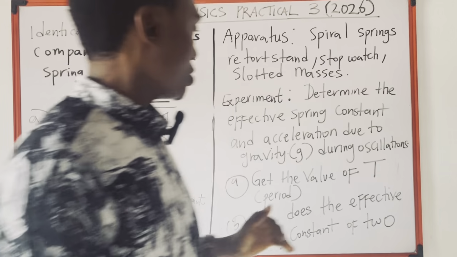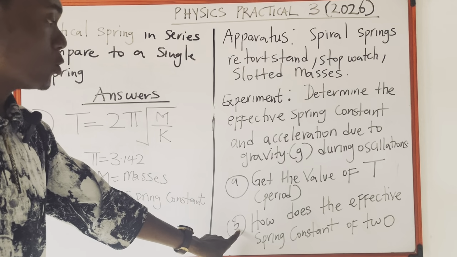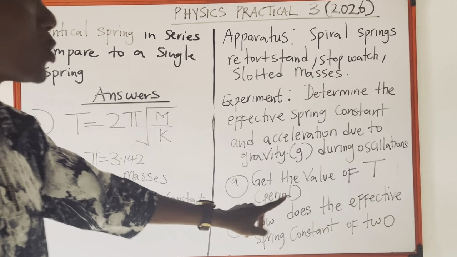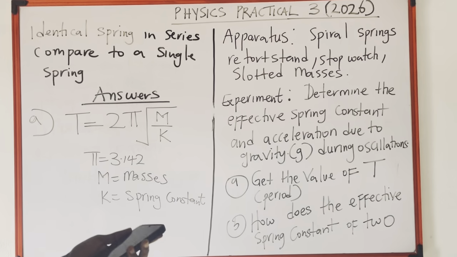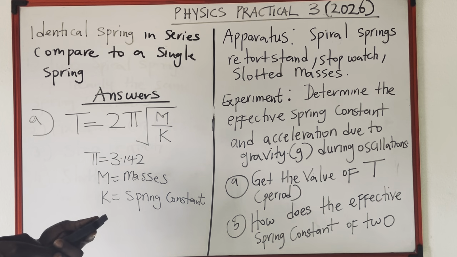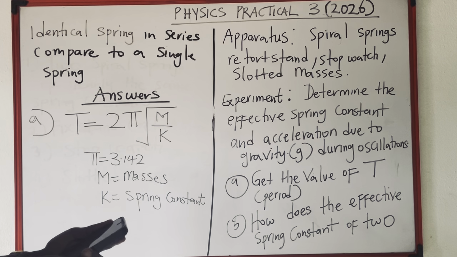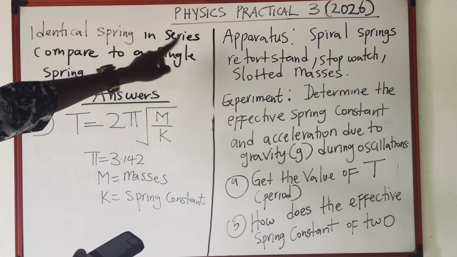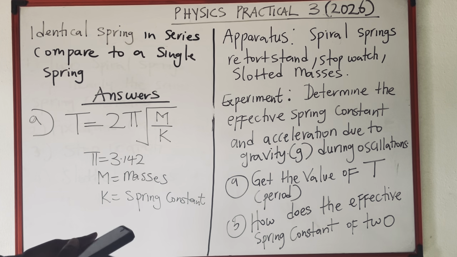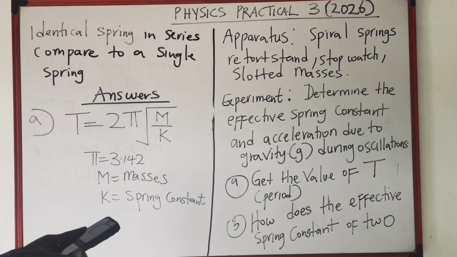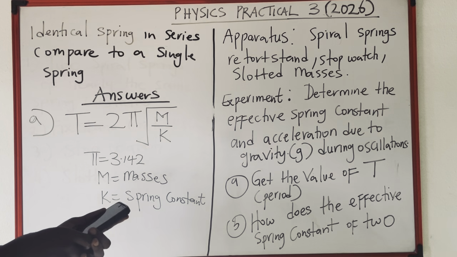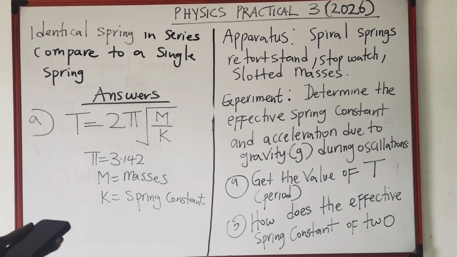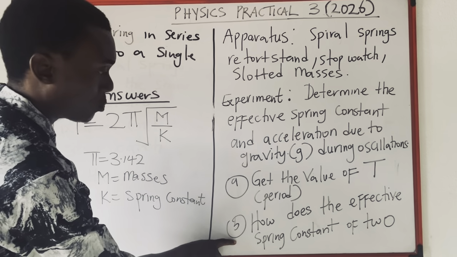Okay? Now, the second question, which is B. How does the effective spring constant of two identical springs in series compare to a single spring? Okay, so let's start. Now, to get it, these are the things that you're going to use. So you're solving for question B now.